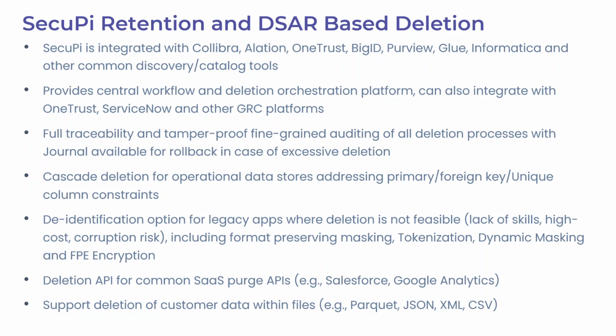Sixth, we can connect through common APIs to different SaaS platforms. And seventh, we can delete data from files, structured files such as Parquet, JSON, XML, and CSV.